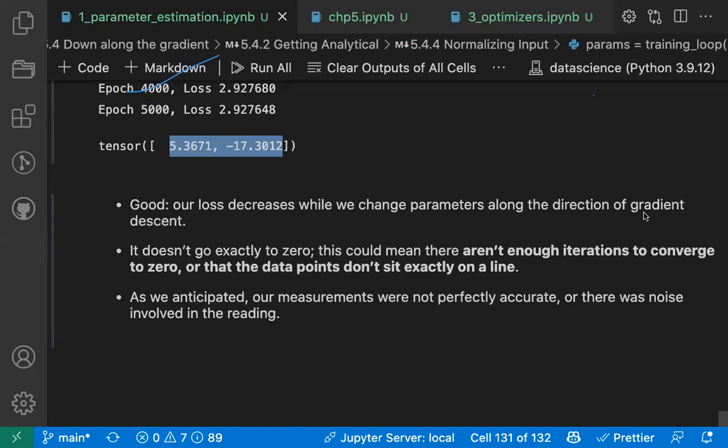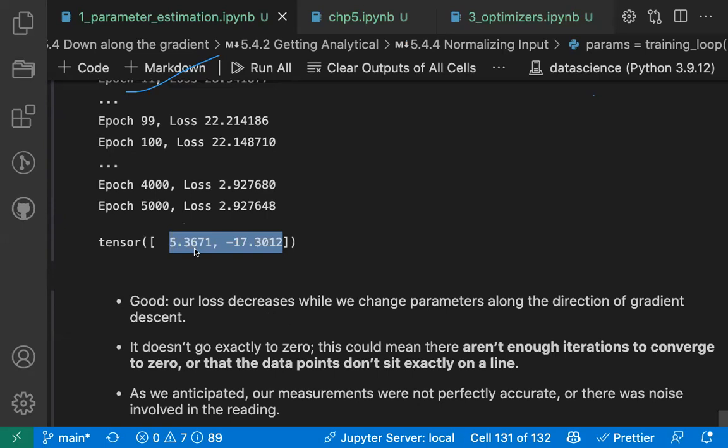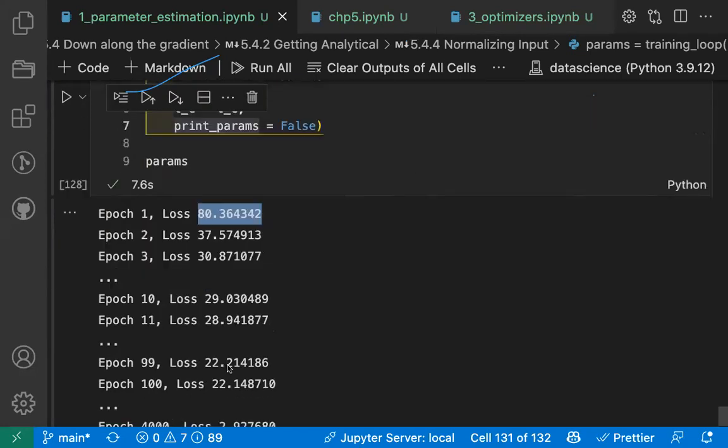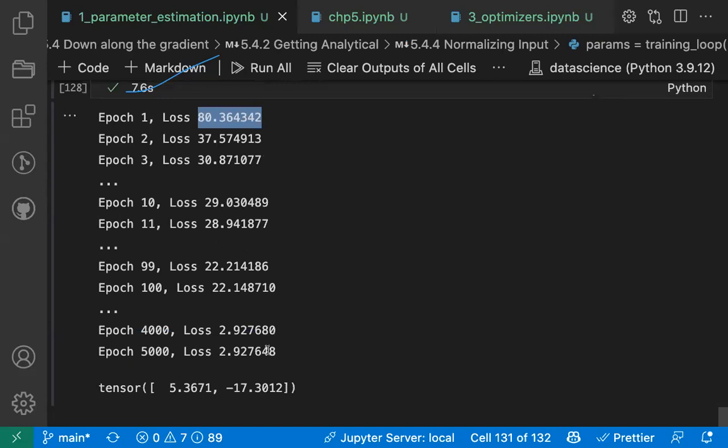It does not go exactly to 0, because there are some issues. Ideally, we want our loss to become 0, but what we want is some kind of tolerable value. We want to decrease it. You can see from the beginning, what is the loss? 80, right? So you can see here, we have this loss.